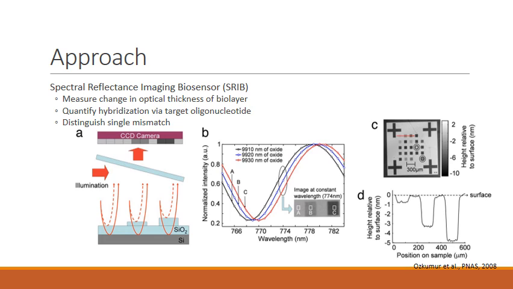In the current paper, Oz Kumar's group demonstrated the efficacy and accuracy of the SRIB, or spectral reflectance imaging biosensor, by immobilizing target oligonucleotides onto the silicon oxide surface in a microarray, which would hybridize with specific nucleotide sequences that are presented to the array and lead to a varying thickness of deposited biomolecules.